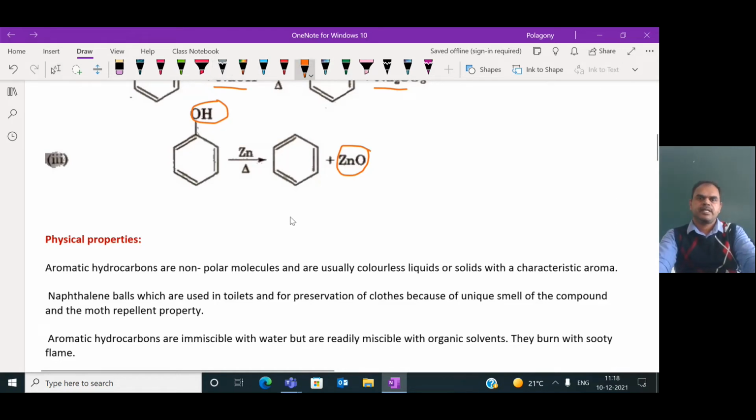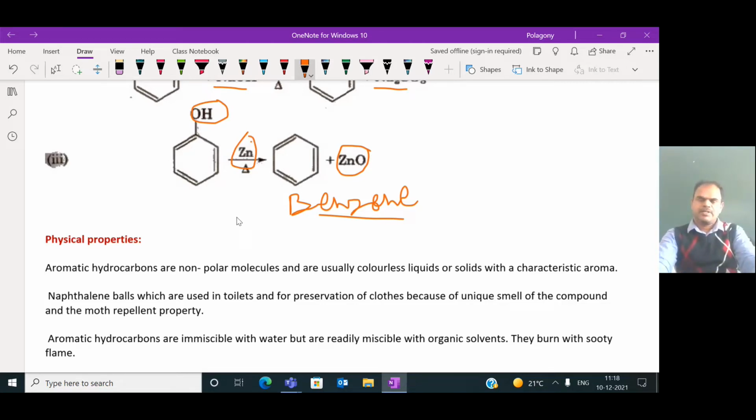The benzene molecule is obtained by the reduction of phenol by zinc metal. Okay, so these are the laboratory methods used for the preparation of benzene. One is cyclic polymerization, another is decarboxylation of the sodium salt of benzoic acid, and the third one is reduction of phenol using zinc dust. So benzene can be prepared by these methods.